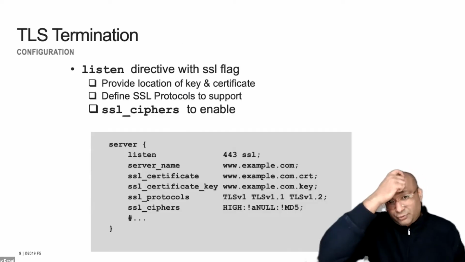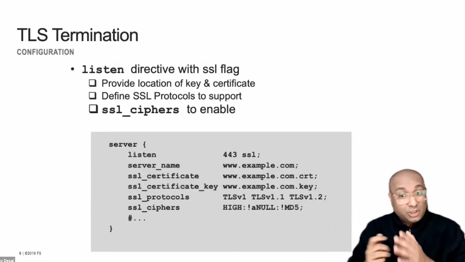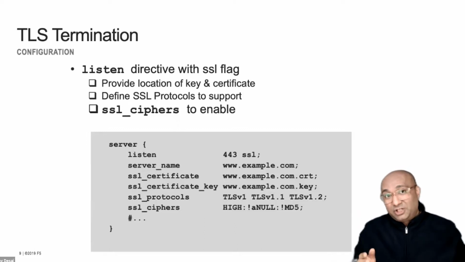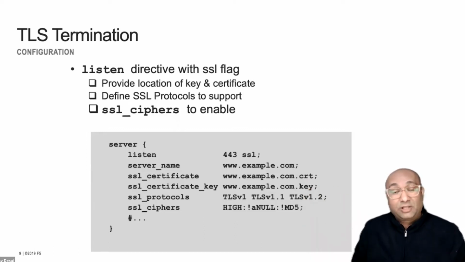So first and foremost, TLS termination. NGINX enables you to terminate your TLS at the gateway. So an HTTPS request comes in, you terminate it at the gateway, and the request going from that point onward could be HTTP, or you can invoke another HTTPS connection as well.